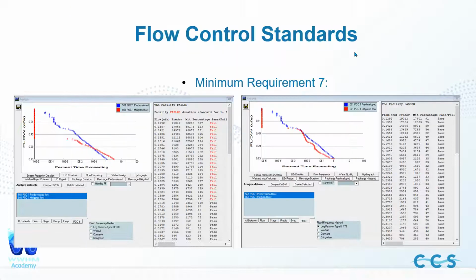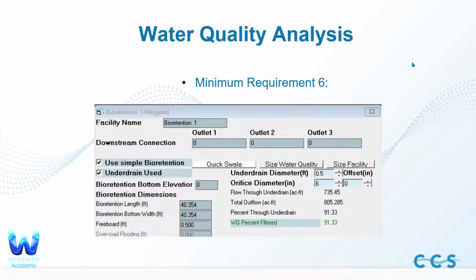There we go. Okay. So that red line is below that blue line, showing that we are meeting minimum requirement number 7, and it does pass for all those various flow ranges. Then this is just a quick outline of water quality analysis here. This would be a modeled bioretention facility, which shows a 91% filtered, and there are size water quality automated features in WWHM 2012 that will model your facility for you and make sure that you do meet that percent filtered amount.